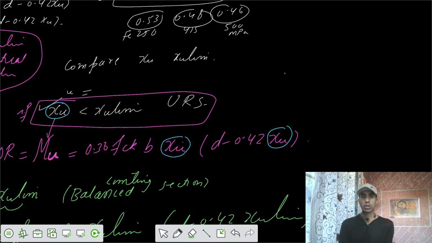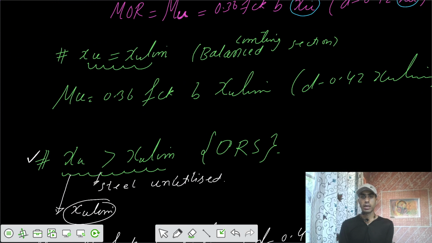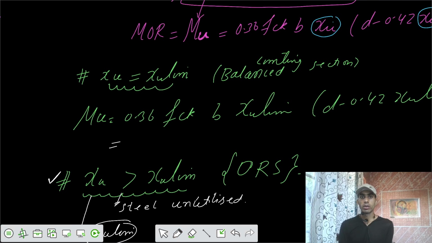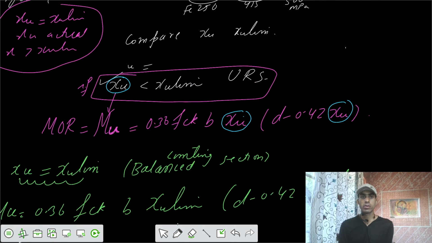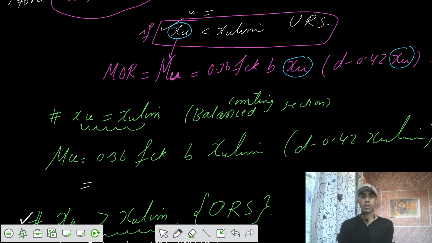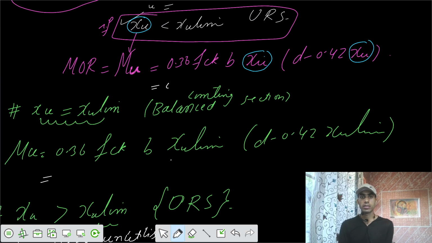You can also solve it by equation of tensile zone, whatever way you prefer. Let's go for the first case, where you prefer to solve it by the tensile equation. We have T into Z. We can write that equation here also. We can say that's equal to 0.87 Fy AST into (d minus 0.42 XU).